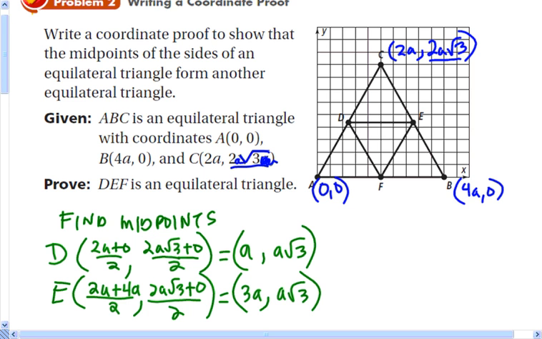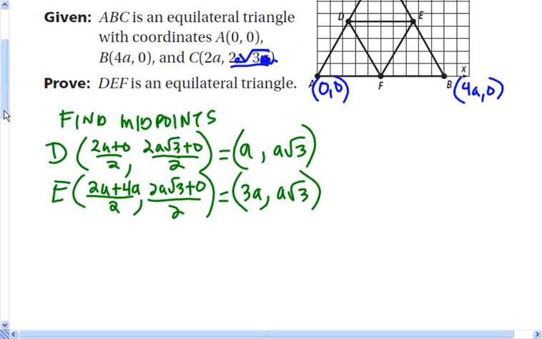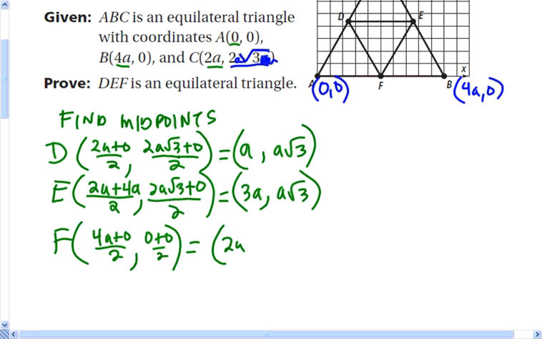And our F. For F, we have to add our A and B coordinates together, so 4a plus 0. Divide that by 2, and our y-coordinates are 0 and 0. Divide that by 2, and we end up with 2a and 0, or F. Okay, now that we have those coordinates, we can find our distances.